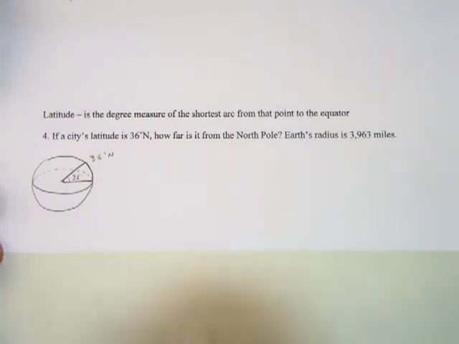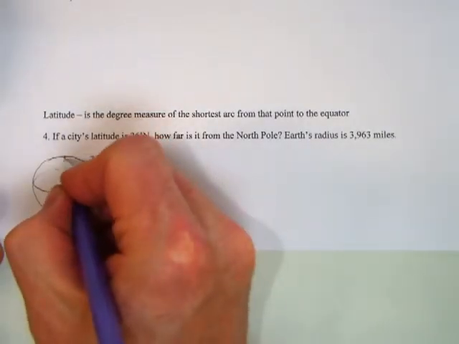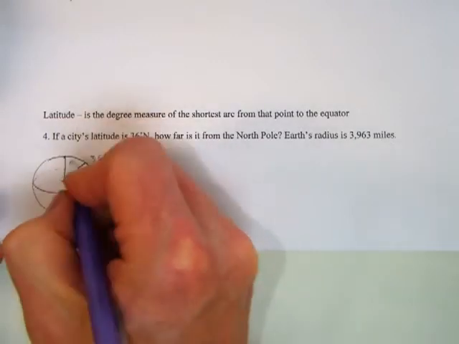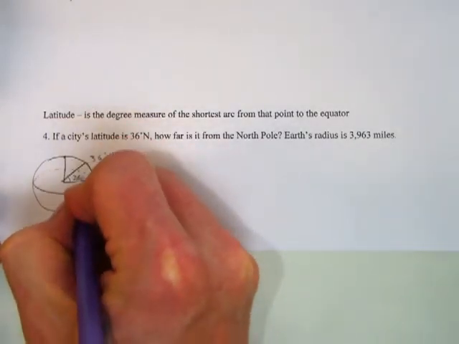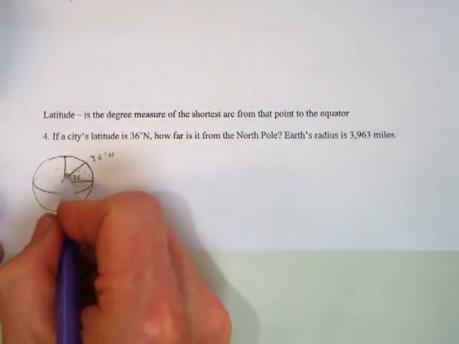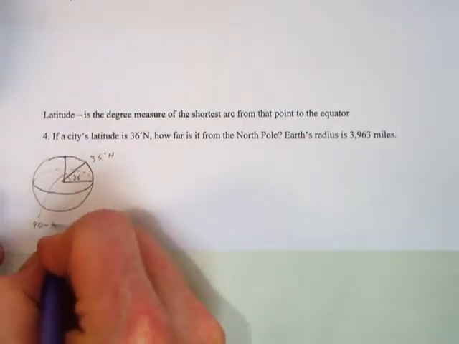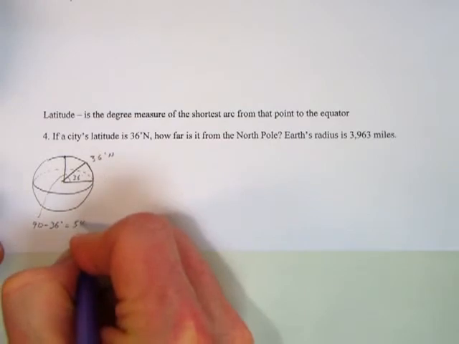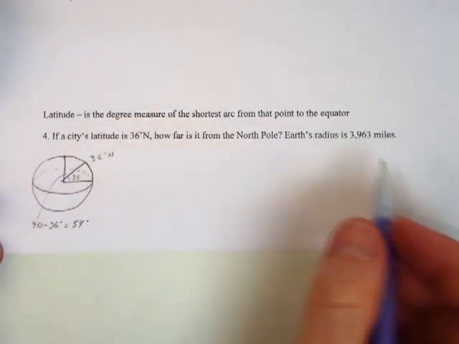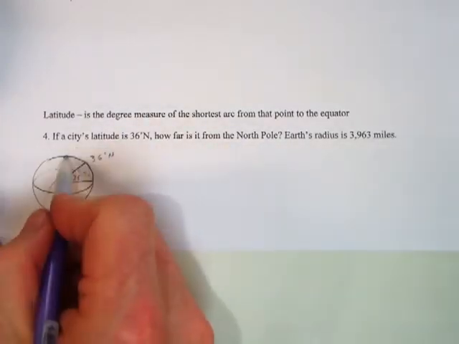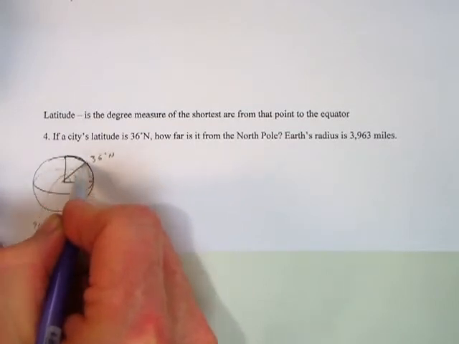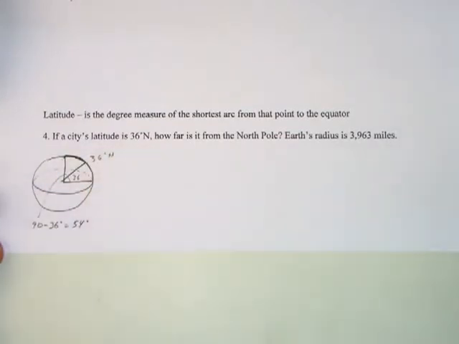Now I want to say how far it is from the North Pole. The North Pole is due north. We'll come up there, and if this is 36, how am I going to calculate that angle? Well, that angle will be 90 minus 36, so it'll be 54 degrees. And what do I want to find? How far is it? I want to find the length of that.